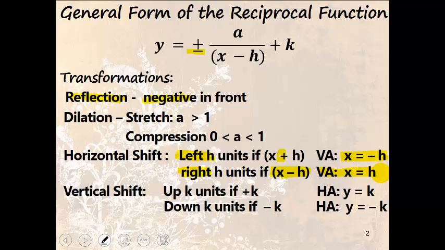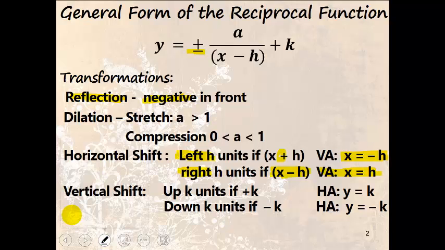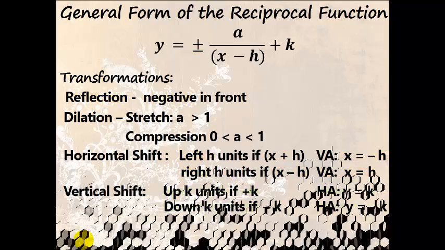Okay. Now your vertical shift, that's just like before. It's going to move in the same direction as k. So if k is positive, it's moving up, and your horizontal asymptote is y equals k. If k is negative, it's going to move down, and your horizontal asymptote is going to be y equals negative k. All right, so not a lot of computation, but a lot of understanding how graphs move, more critical thinking than computation.